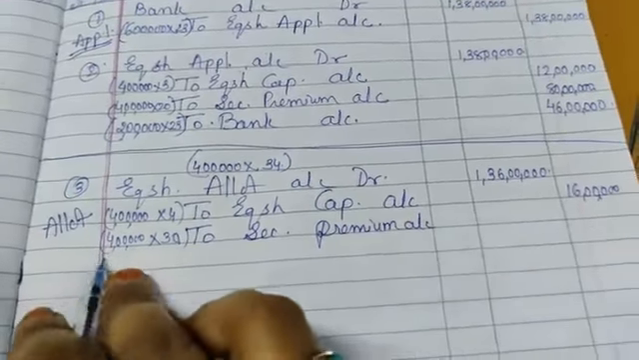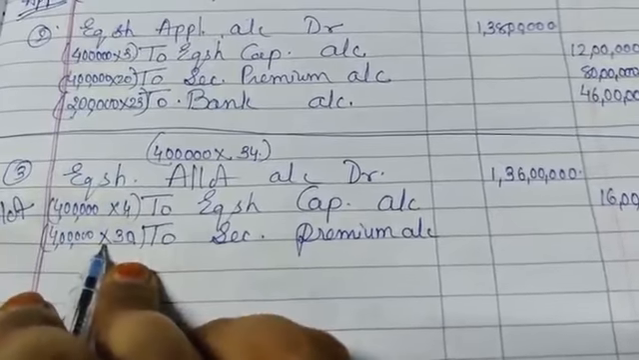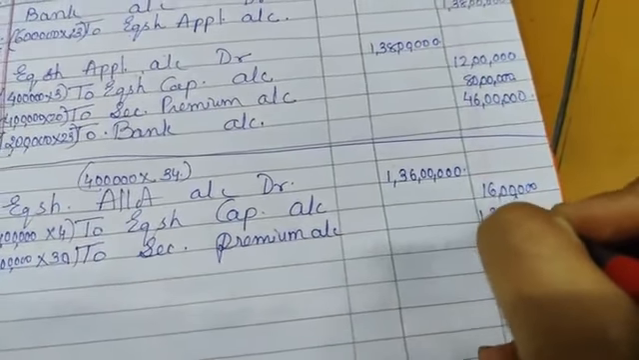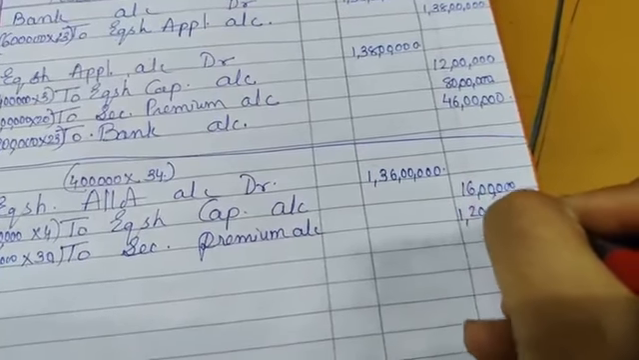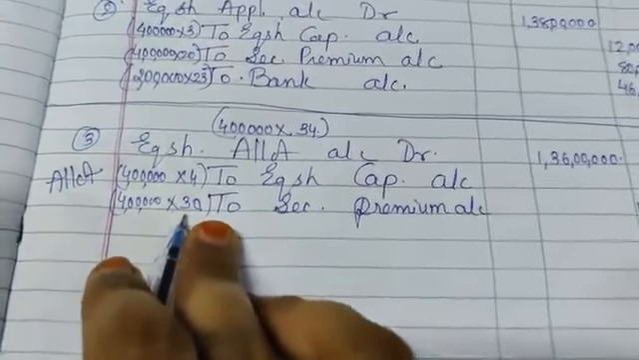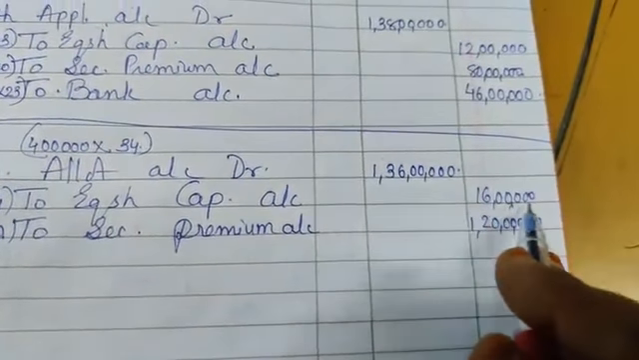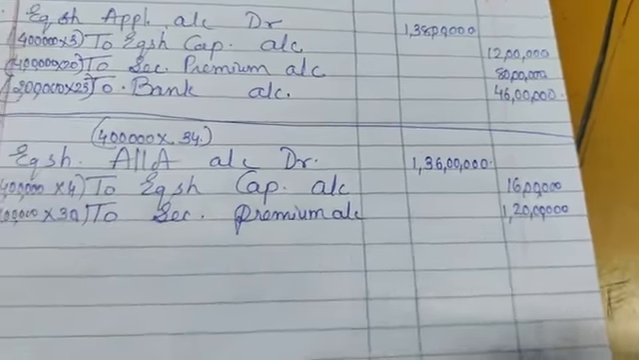Fine. And here 4 3s are 12, so it will be 1 crore 20 lakhs. If you want to multiply 4 lakh by 30, you will get 1 crore 20 lakh. So see, 1 crore 20 lakh plus 16 lakh comes to 1 crore 36 lakh.